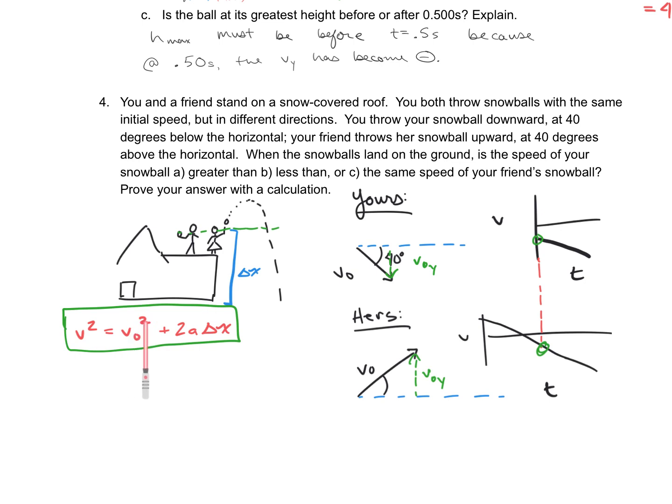And so v naught y is the one that can be different, but if one is a positive number and one is a negative number, when you square it, you end up with the positive version. So it doesn't matter whether you throw it up or down, when the snowballs land on the ground, the speeds will be the same. That's it.